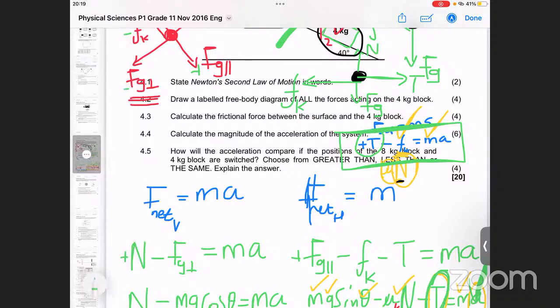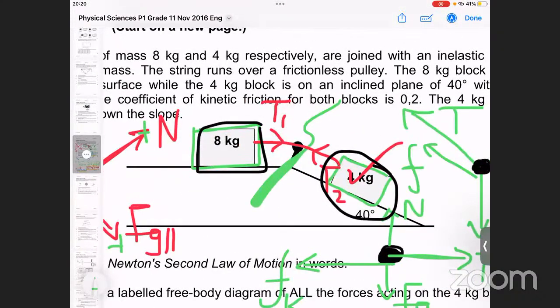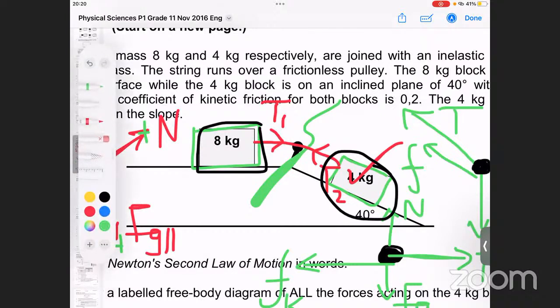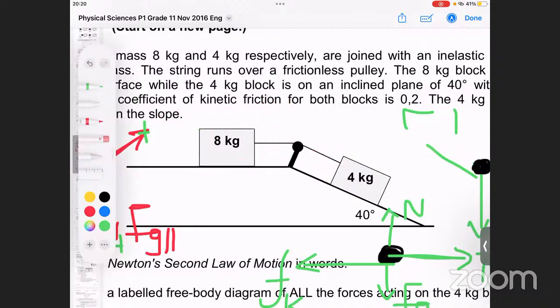Even if we might not be able to give the reasoning by physics, which you are expected to know, but physically, by just looking at that, if you take the 8 kg and put it where the 4 kg is, the acceleration is going to increase. What will then be the reason that will be physically accepted? How are you going to reason on that?